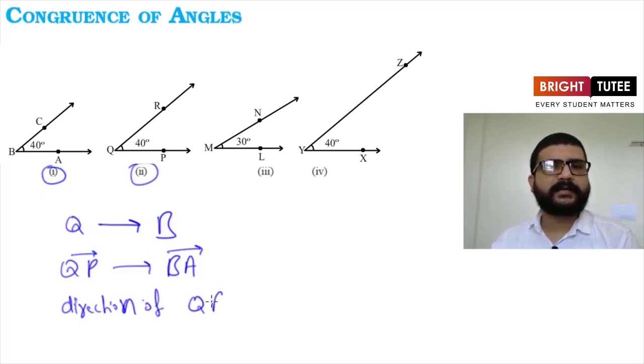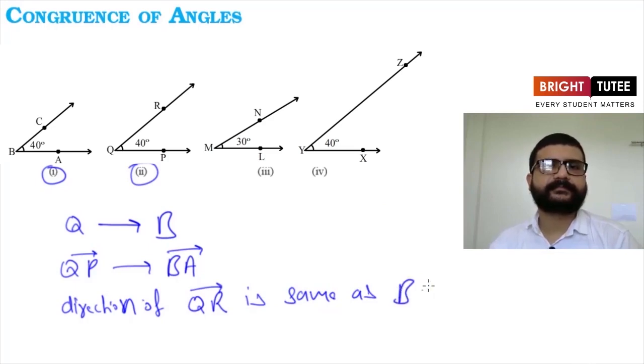ray QR is the same as the direction of ray BC, like this.